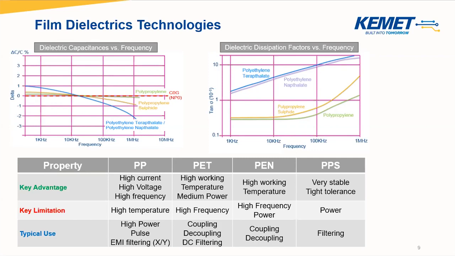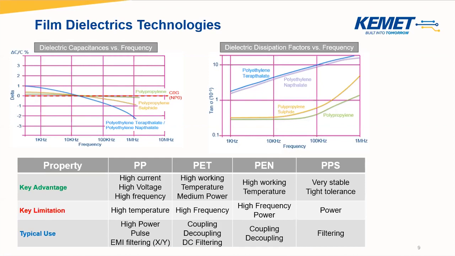Typically it is used as a coupling or decoupling capacitor, and also for DC filtering when the current requirements are not so high. Considering the PEN, the main characteristic and advantage is the high working temperature. But as we said, and very similar to the PET, the limitation is given by the high frequency and the power that should be limited. Typical applications are coupling and decoupling.